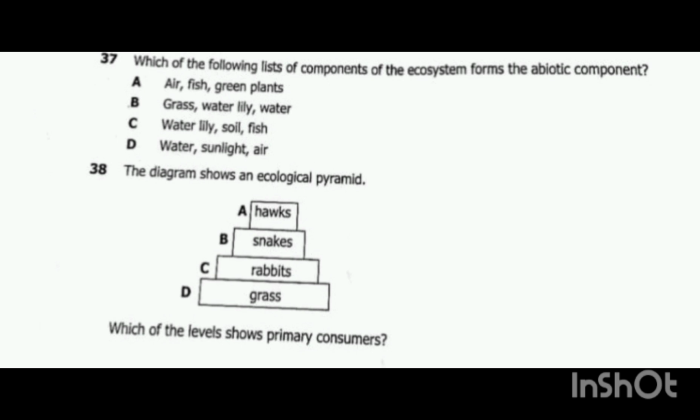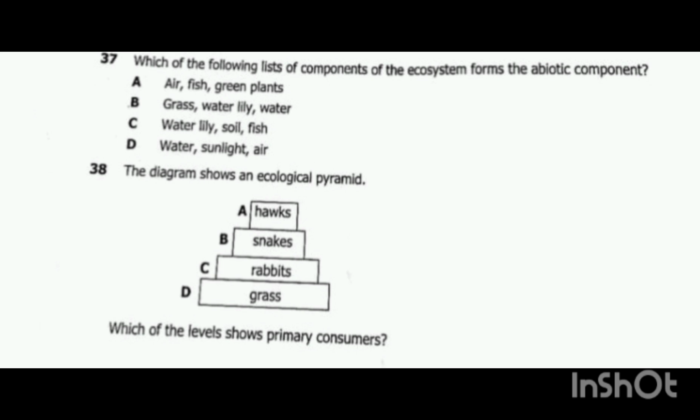So a list which consists of only the abiotic components or abiotic factors: water is a non-living thing or non-living component. Sunlight is also a non-living component, and air. So the answer is D. Water, sunlight, and air. The answer is D. So this is a list of abiotic components.